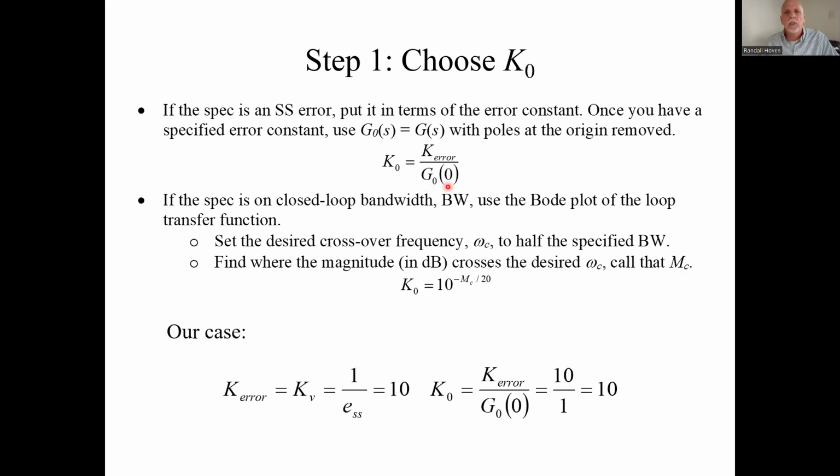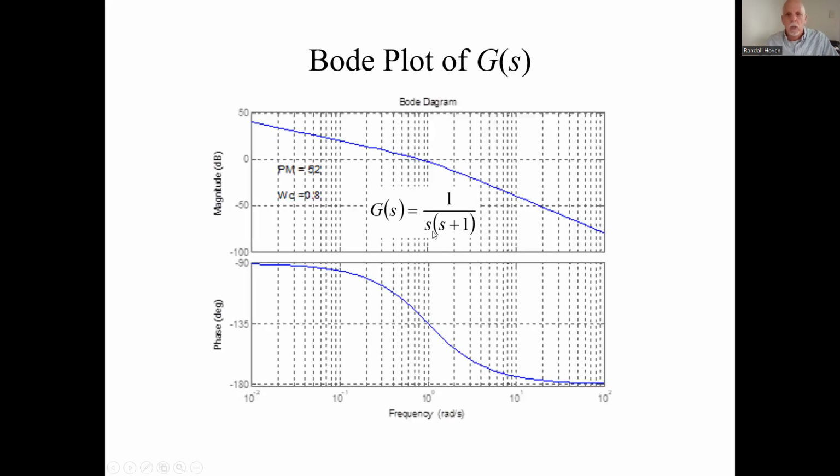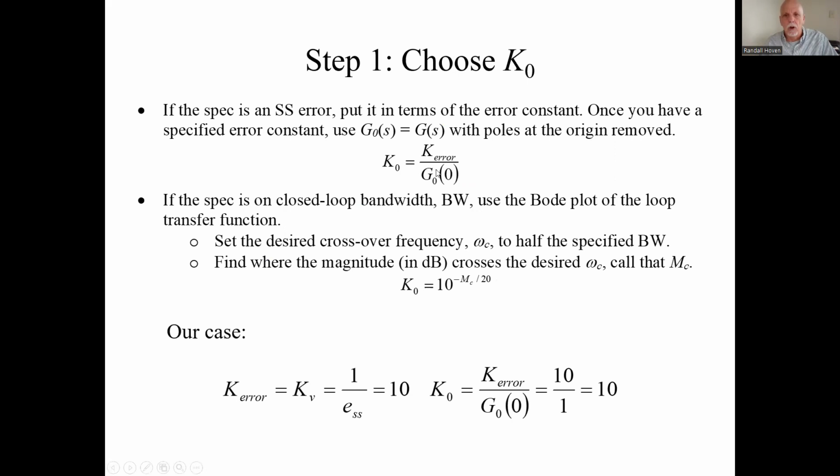Our G sub naught is the plant G with its pole at the origin removed and the rest of it evaluated at 0. Remove this pole, evaluate the rest at 0. I just get 1 over 1 or 1. So in our case, G sub naught at 0 is 1. K sub error was 10. So my K sub naught needs to be 10.